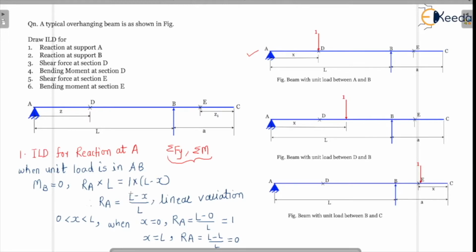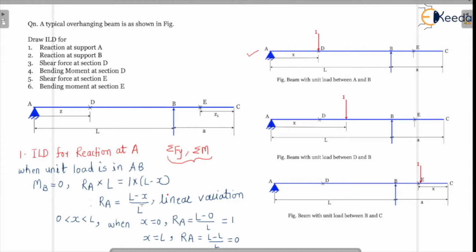Whenever we get a relation in terms of X, that shows that whatever ILD we are going to draw will have a linear variation. So the nature of the ILD will be linear. Now in this case, when this unit load is in AB, our X is varying from 0 to L.